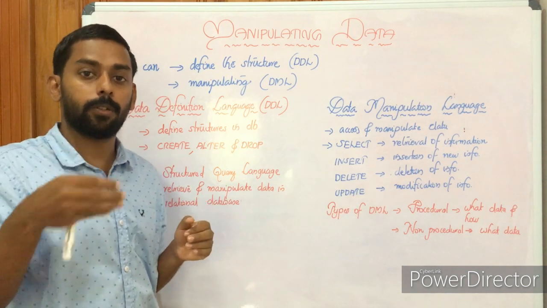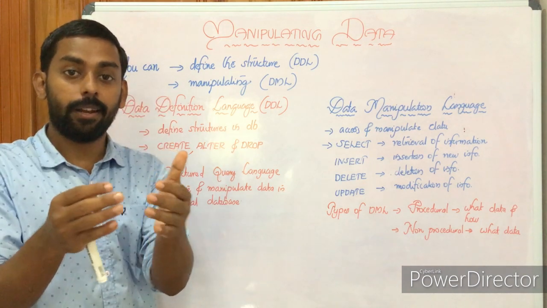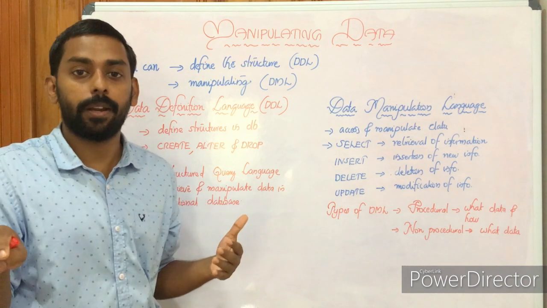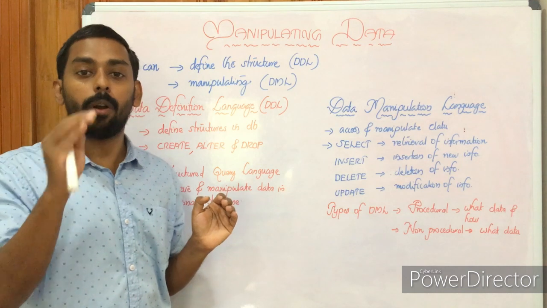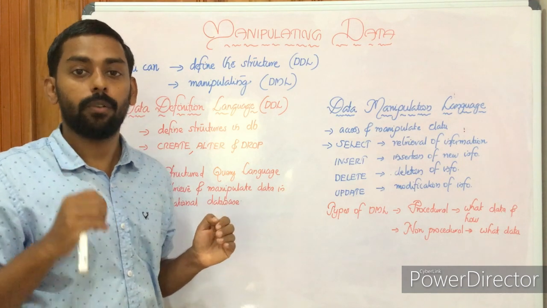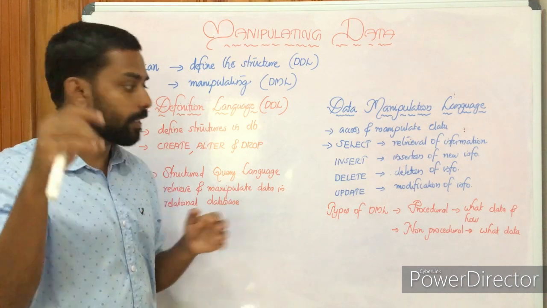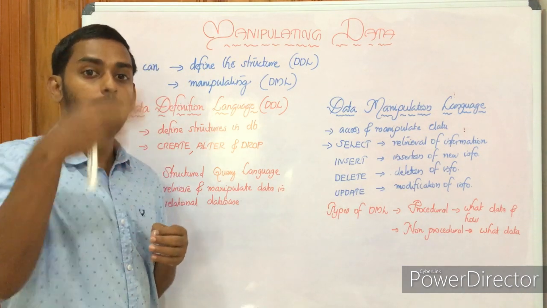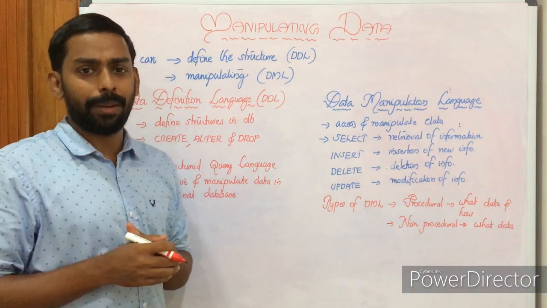In procedural we have to specify two things: what data is needed and how to get it, because how to get it is not specified by default. But in non-procedural we don't have to specify how to get it, we have to specify only what to get. Okay, for example for procedural, we can have a real-time example.